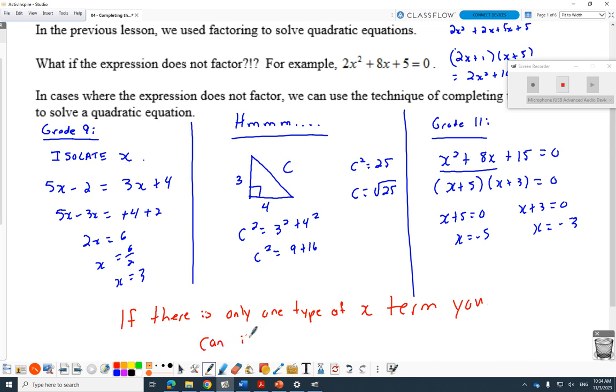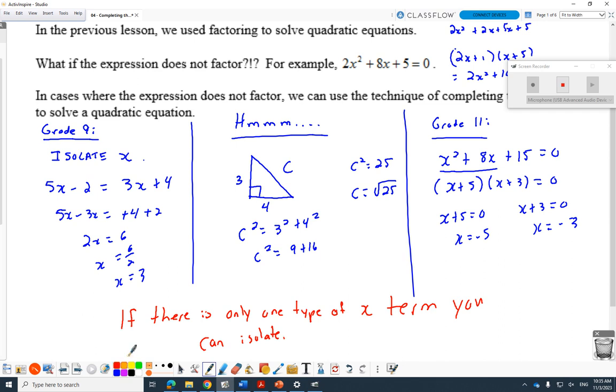Now, why did I hesitate there? You can ignore everything I say next. I'm not going to write it down. There are situations coming in future math where it may be difficult to isolate, depending on the situation. But I'll stick to my wisdom. I'll say we should be able to isolate. If there's only one type of x in the whole question, we should be able to isolate. More wisdom on that coming later. But for our purpose in grade 11, this is wise stuff.